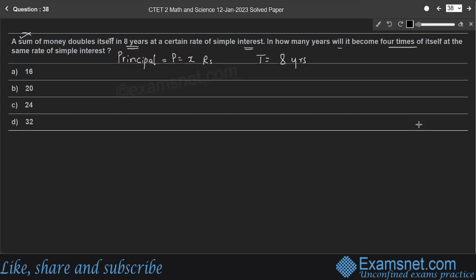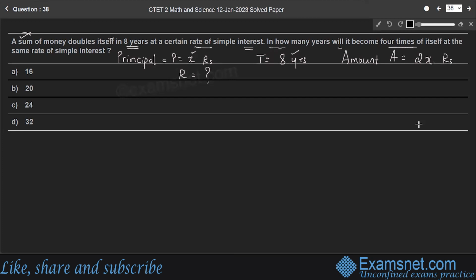That means the amount A is 2 times the principal, so 2x rupees. The sum of money x rupees doubles itself in 8 years, so the amount is 2x rupees. A certain rate of interest is given. So what is the rate of interest here? First, we need to find that rate.